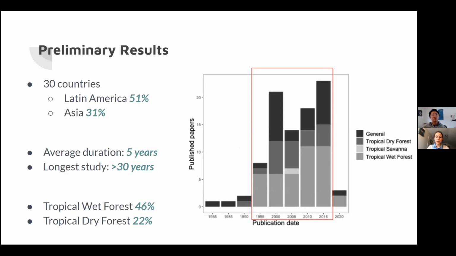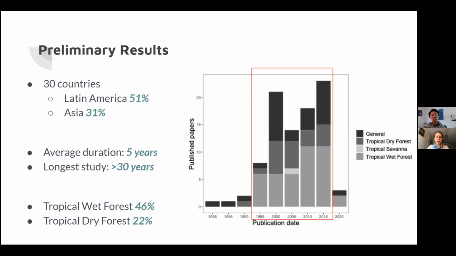So in the following slides, we're going to present a selection of some of our preliminary findings. As you can see here in these numbers, the studies included in our review were done in 30 different countries, the majority of which were in Latin America, in the neotropics, some in Asia, and a small amount on the African continent. The average duration of the studies was 5 years, with the longest one being an impressive 30 years. This very long study was located in a tropical wet forest site. Overall, studies in tropical wet forests made up 46%, while 22% were conducted in tropical dry forests. And you can see the exact distribution of studies by forest types in this graph on the right.